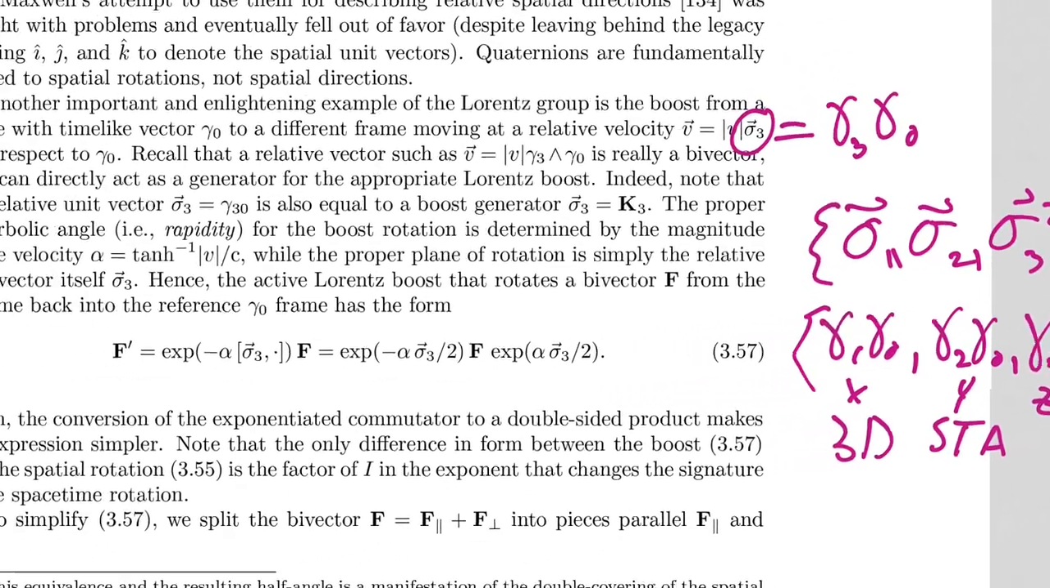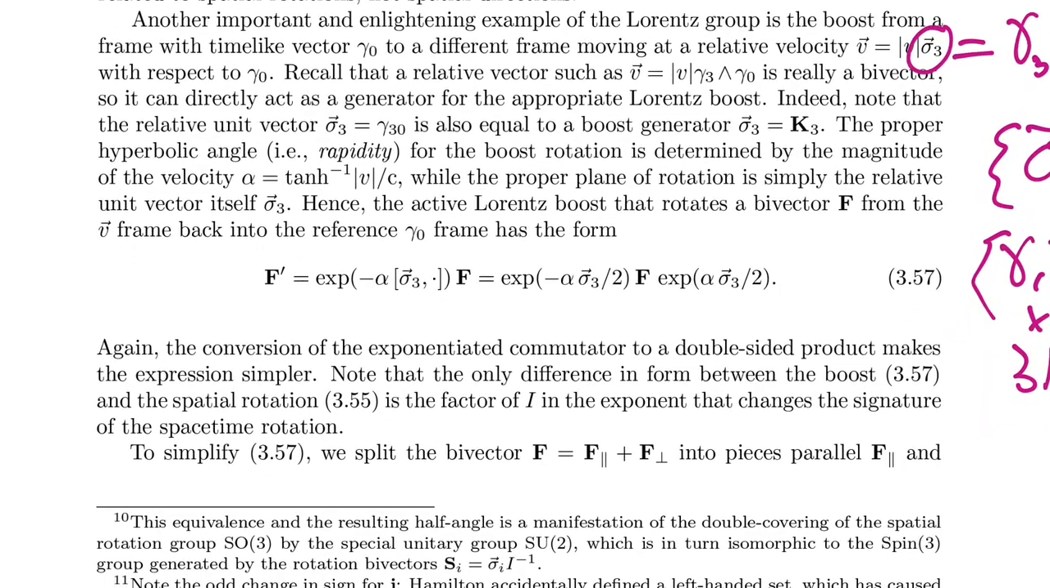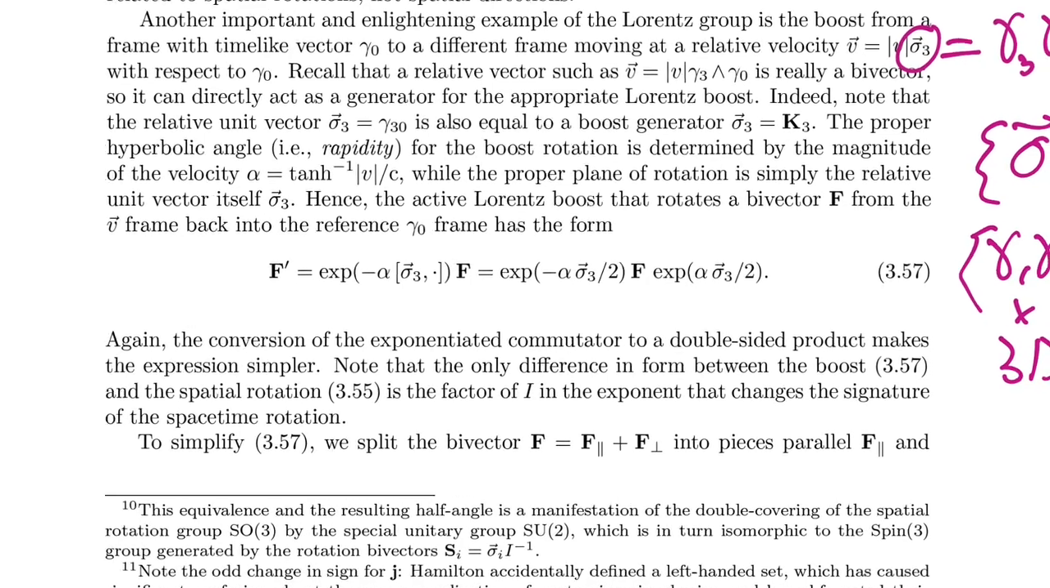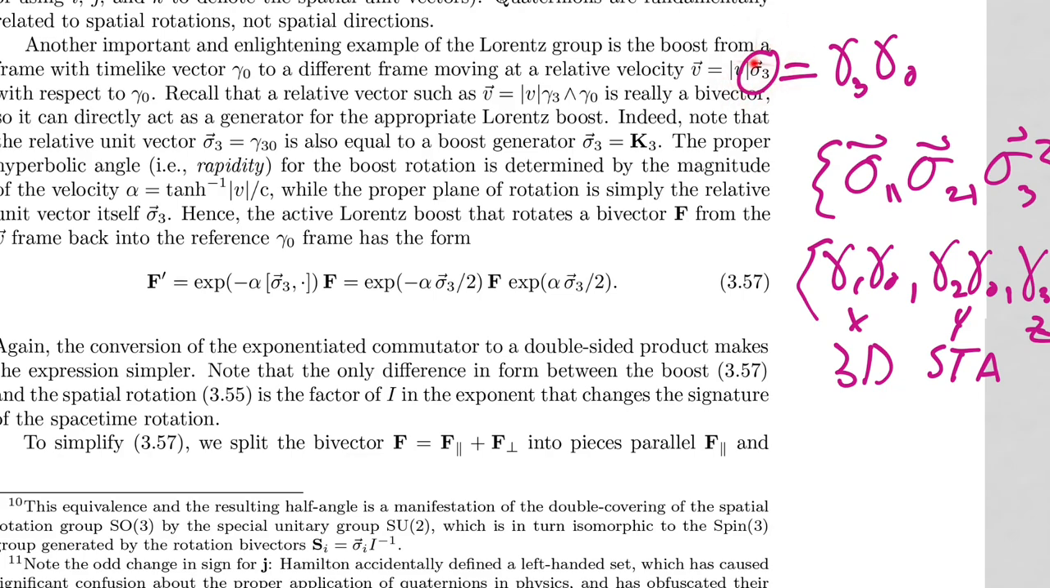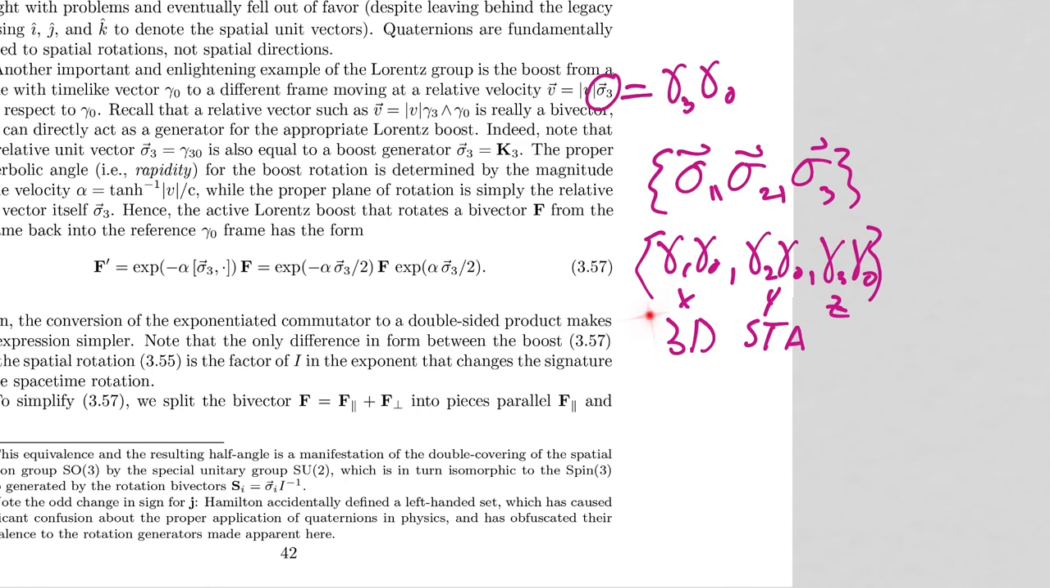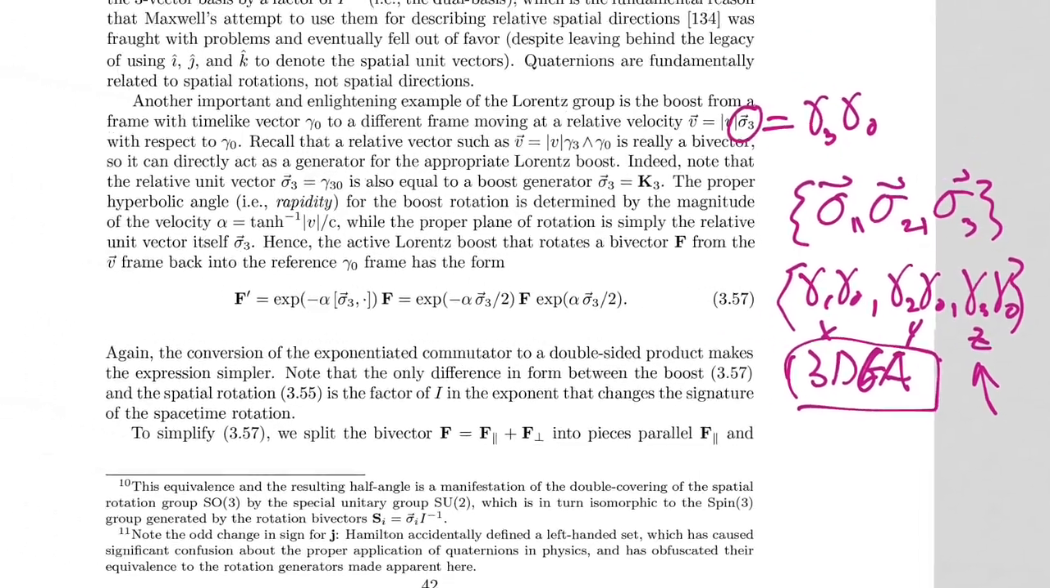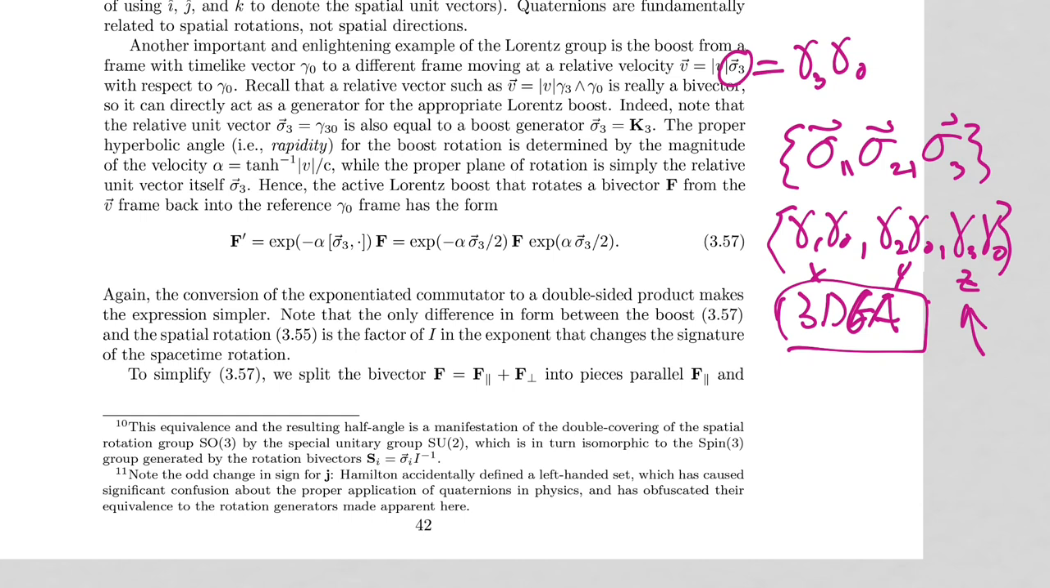So we want to boost from the frame we're in to a frame moving at a certain velocity in our z direction. So then they say, recall that a relative vector such as v, right? It's a relative vector. When they use the word relative in spacetime algebra, they're reminding us that we're going to give it a basis of these sigmas, which is this relative space. Did I write 3D spacetime algebra? I meant just 3D algebra, right? It's just 3D geometric algebra, because the metric of this algebra is Euclidean. It's not Minkowskian in any way. But anyway, the point is that this thing is really a bivector, which is just what I said.